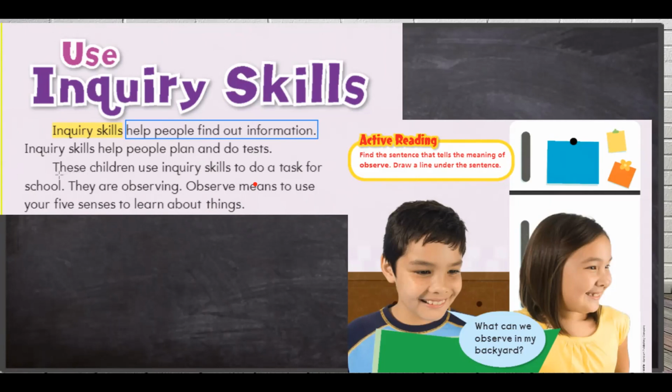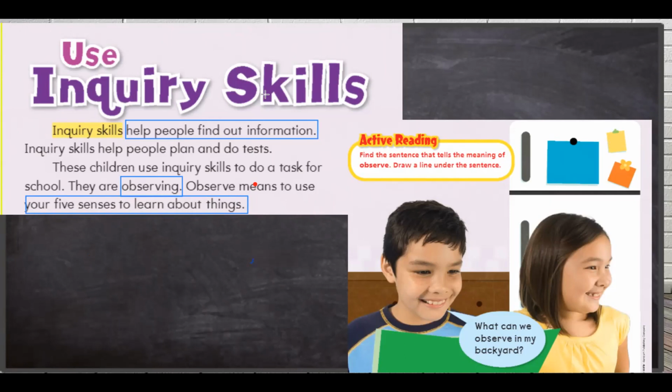These children, complete reading from here. These children use inquiry skills to do a task for school. Excellent. They are observing. And observe means to use what? To use your five senses to learn about things. Excellent, excellent. Thank you for participating.